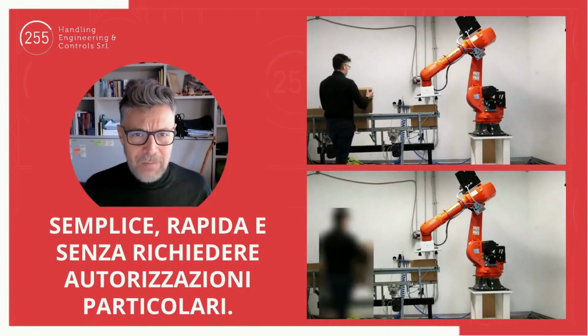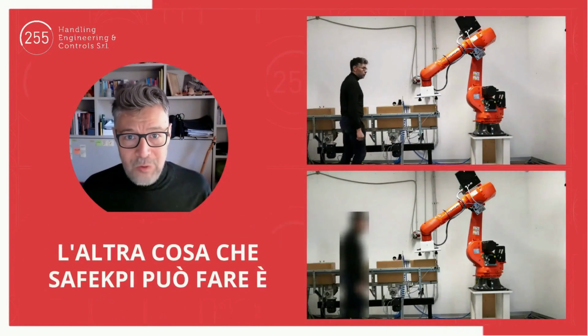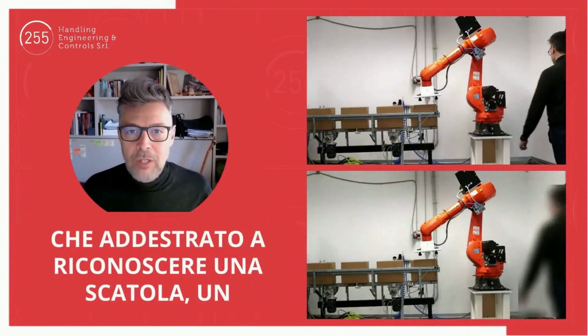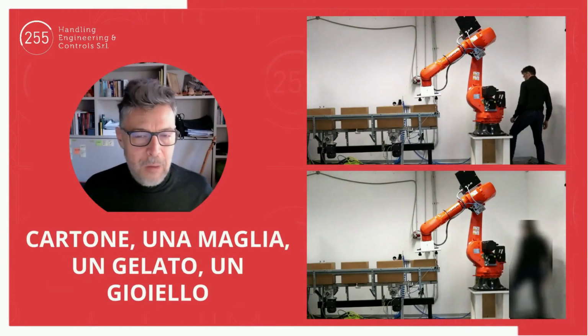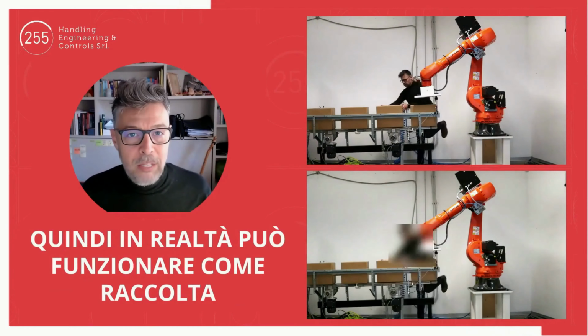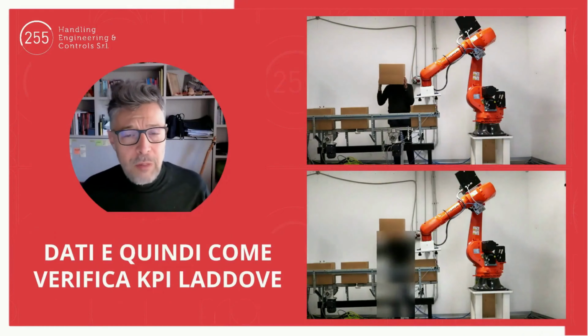without requiring special permissions. Another thing that Smart KPI can do is that it's trained to recognize a box, a carton, a shirt, an ice cream, a particular piece of jewelry, and can also count them. So it can actually function as data collection and thus as KPI verification.